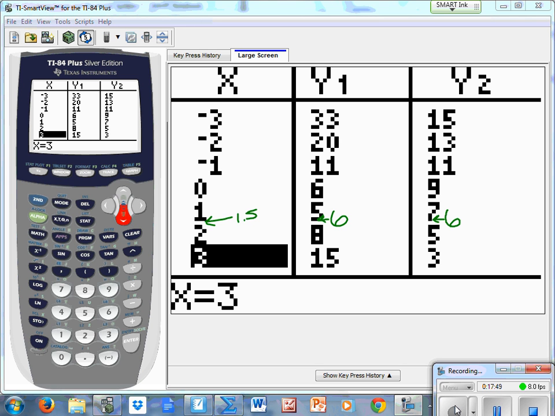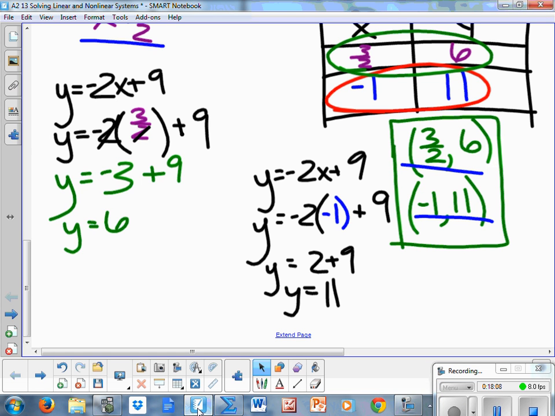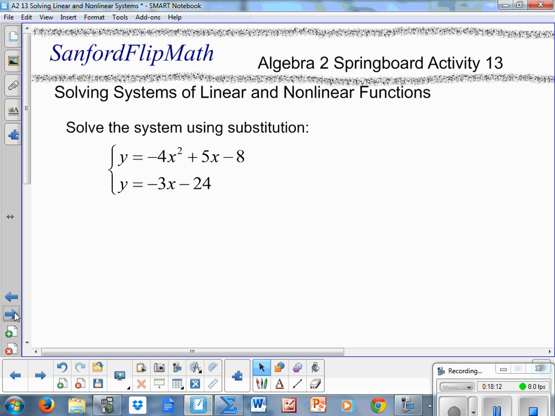So just to recap, we're going to find the solutions of a system by using a table, using graphing, and also by substitution. We've done all three here. Okay? Now I'm going to do another example of solving using substitution.